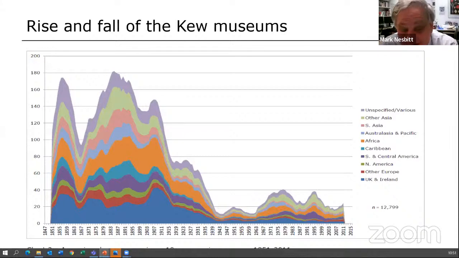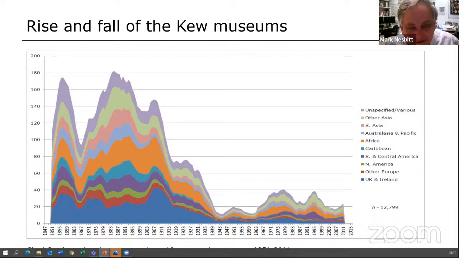But this graph here, compiled by Caroline, really shows very nicely the history of the Kew Museum and more broadly of such collections. It starts in 1847. You can see huge numbers of, these are not numbers of individual items. These are arrivals of batches of items. It might be one item, more often it's thousands of items.